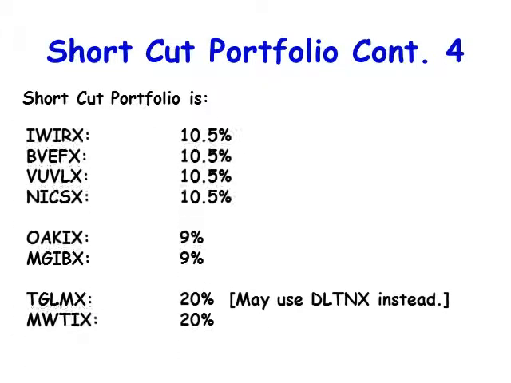Our portfolio now is IWIRX 10.5%. These US funds are all 10.5%, and these international funds are all 9% each, and the non-US 9% each, and the bond funds are 20% each. That makes it my easiest way to build a portfolio given a set of funds we selected.